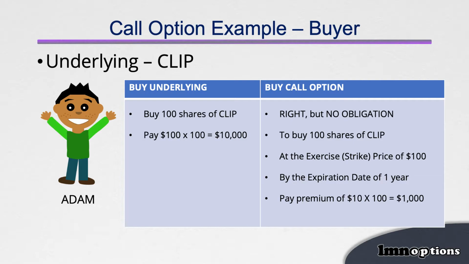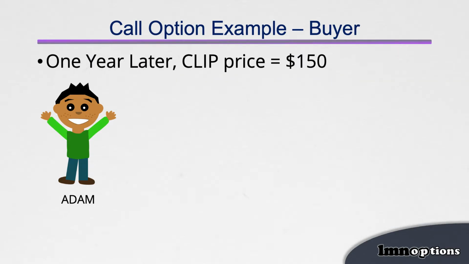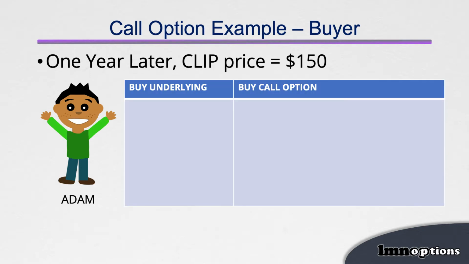So in our first scenario, 1 year later, Clip price has increased and it's now selling for $150 per share. If Adam had bought the underlying, he would be holding 100 shares of Clip, and he bought these 100 shares for $100 per share. So his profit will be $5,000 in total. And his initial capital was the $10,000 that he paid to buy the 100 shares at $100. That would give him an investment return of 50%.